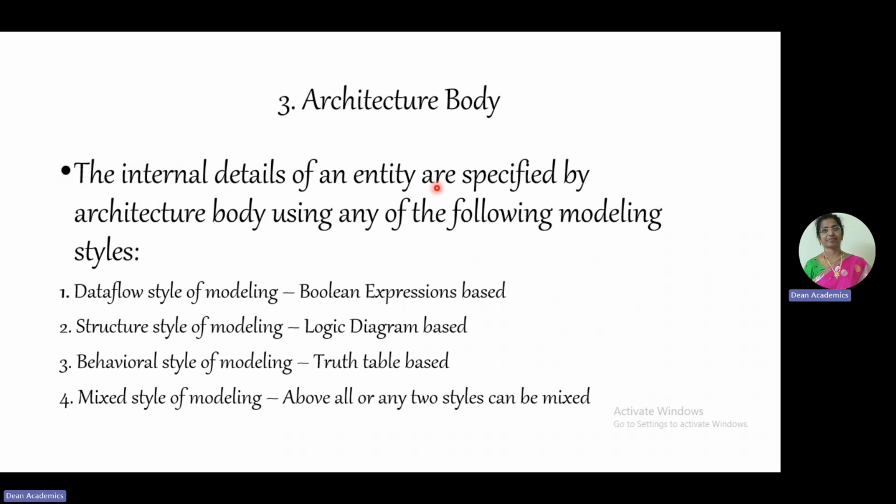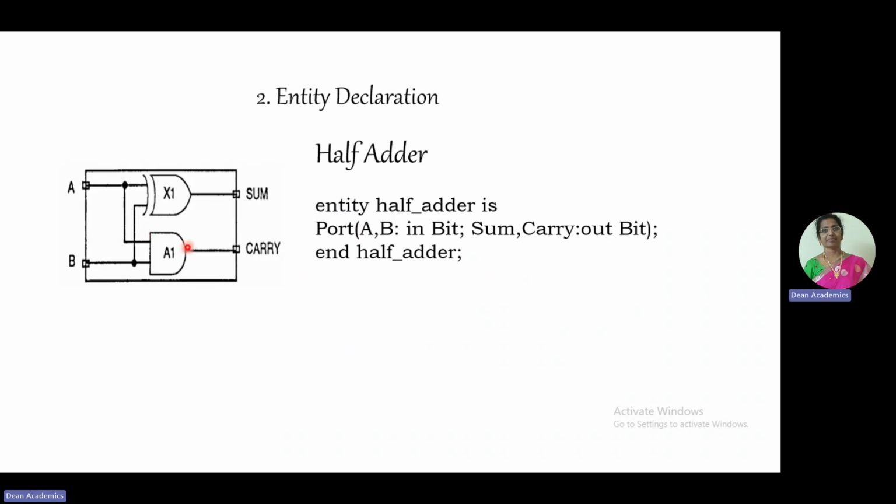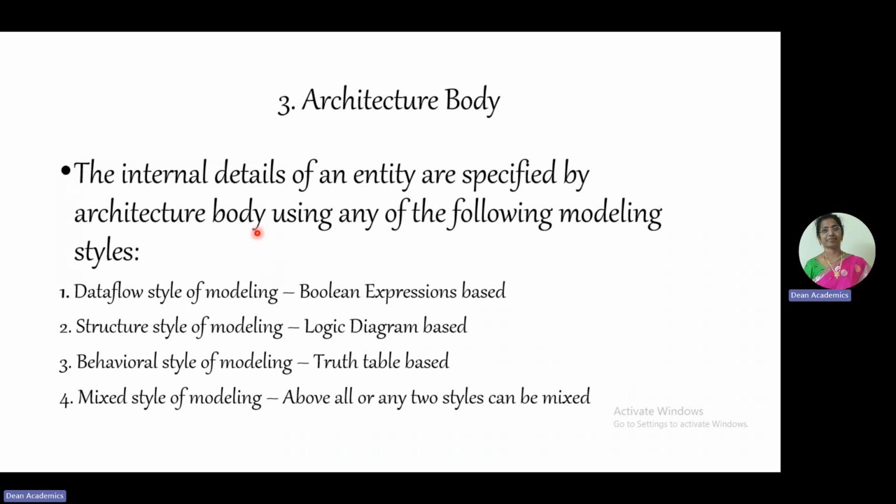Now coming to the architecture body, the internal details of the entity. That means we have mentioned here the input ports and output ports only in the entity, but the internal details, how sum is connected to A and B or carry is connected to A and B, are mentioned in the architecture body. The architecture body can be modeled in different styles. One is data flow style of modeling, second is structural style of modeling, third is behavioral style of modeling, and fourth is mixed style of modeling.